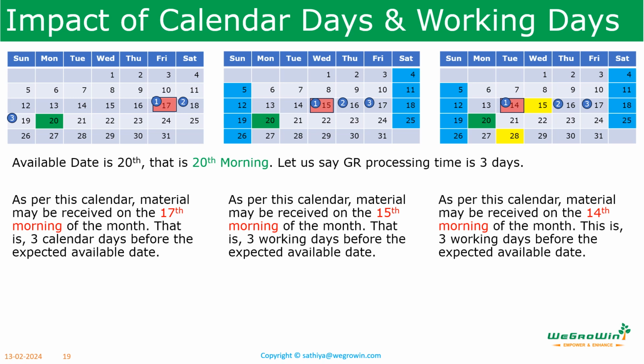See now, as per the first calendar, all these things, the material should be available on 20 only. But the material should be received on 17th in case of calendar 1. It should be received on 15th as per calendar 2. It should be received on 14th as per calendar 3. See, this is the impact of understanding GR processing time. And the planning of these dates has to be very proper. And when you define GR processing time or when you consider it for planning, we need to understand them very clearly.